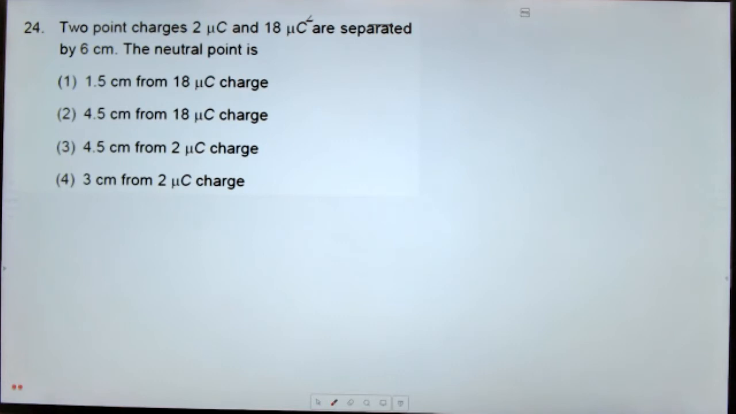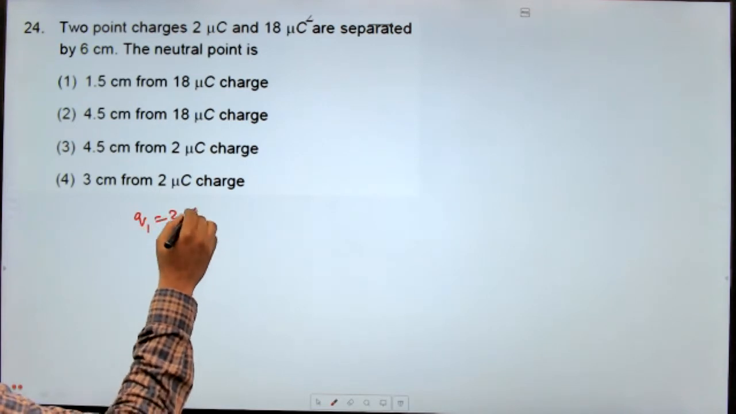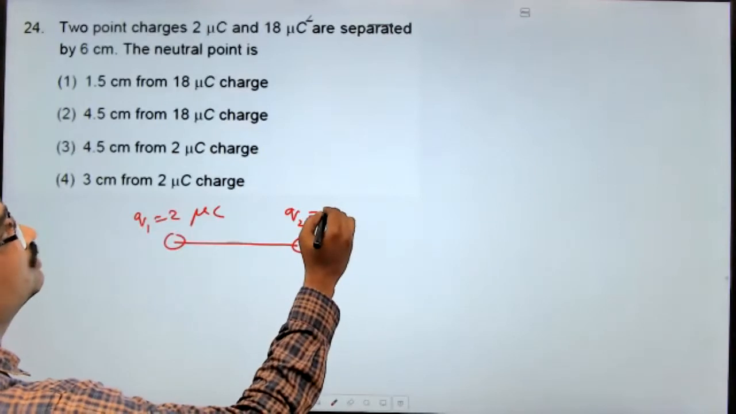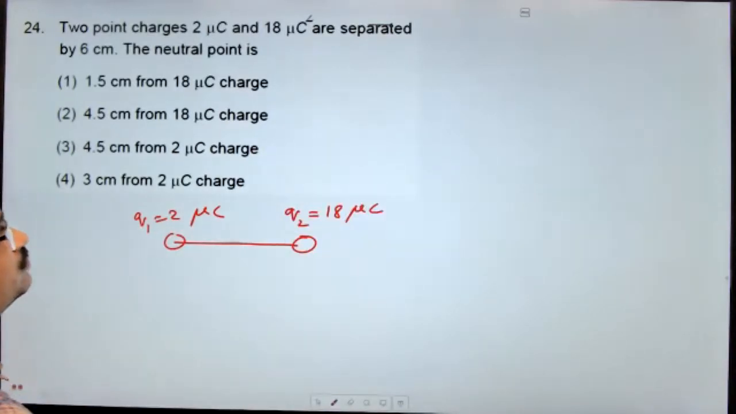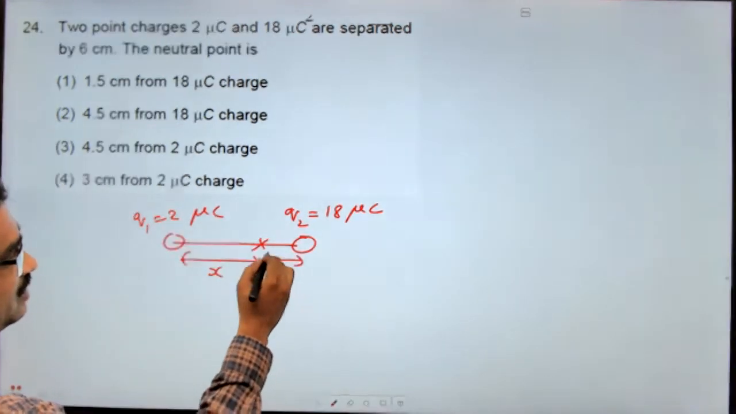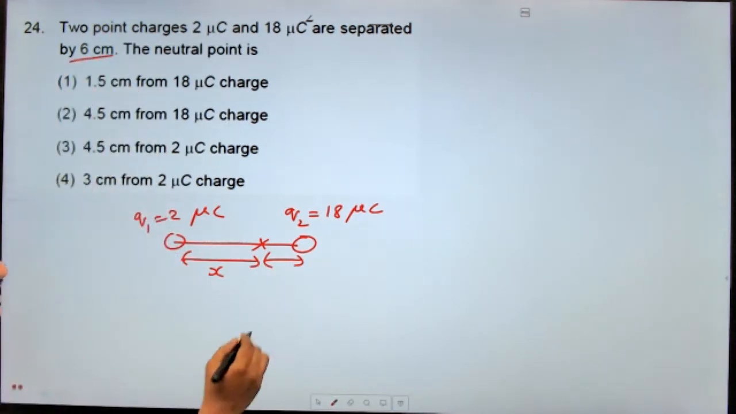Next, 2 point charges, 2 microcoulomb and 18 microcoulomb, are separated by some distance, 6 centimeter. Then find the neutral point. Assume Q1 equals 2 microcoulomb, and here Q2 equals 18 microcoulomb. Assume the neutral point is at a distance x from the first charge Q1. Now what is the remaining distance? The distance between these two is 6, no? So the remaining distance is 6 minus x.